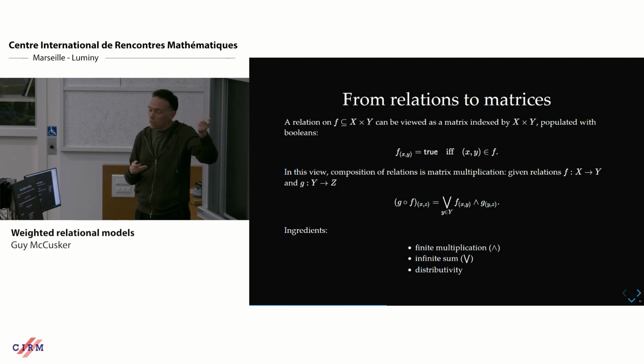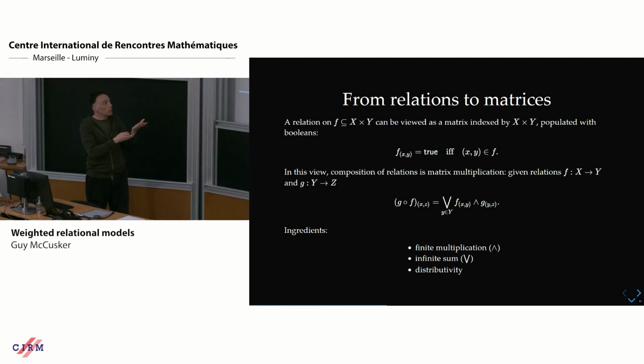Once you do that, I think you either know this already or it's trivial to convince yourself that relational composition is nothing other than matrix multiplication, where instead of the usual times, you use Boolean conjunction, and instead of summing, you take disjunction, and away you go. So the relation G composed F will relate X to Z if there is some Y such that F relates X to Y and G relates Y to Z.